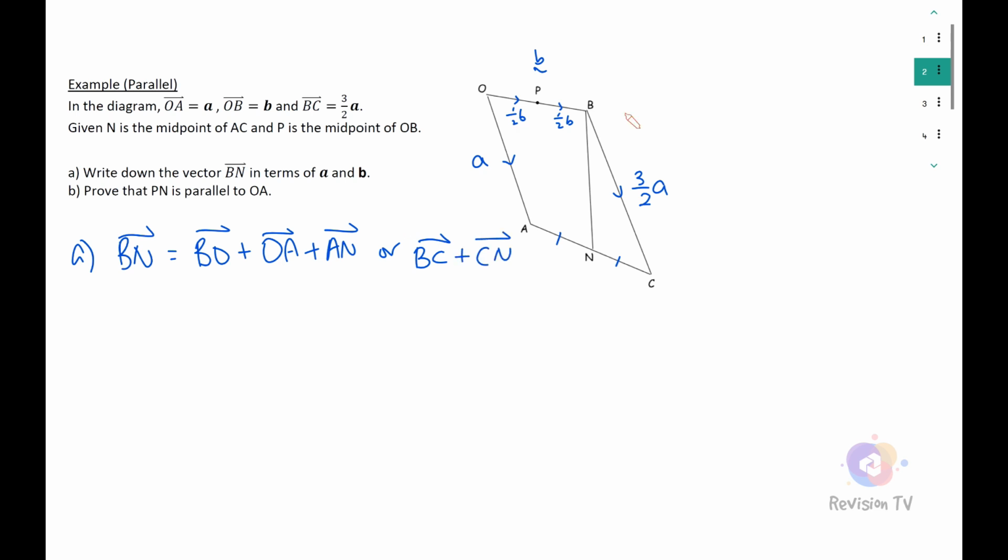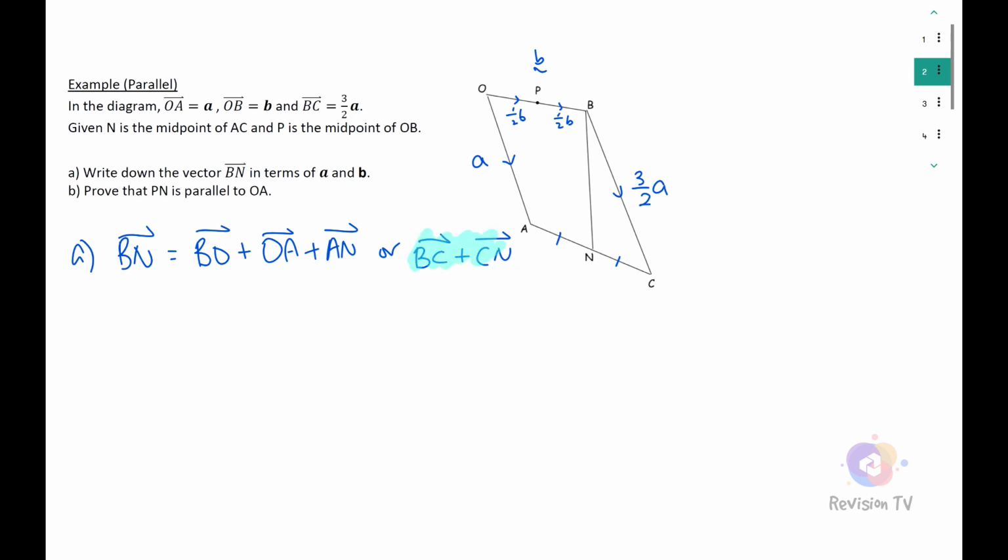Which one's easier? To be honest, it doesn't make a big difference, because BO is just a bit negative B, OA is A, so the trick here is to find AN. BC, we're given. CN, we just have to work out CN for this route. Essentially, they are both working out these routes, AN or CN. So it doesn't matter, but CN via BC is 2, and this one is 3. So obviously we can go for the shorter one, which is 2. So BC plus CN. So let's go for this one.